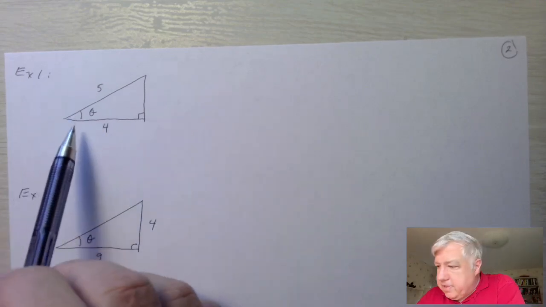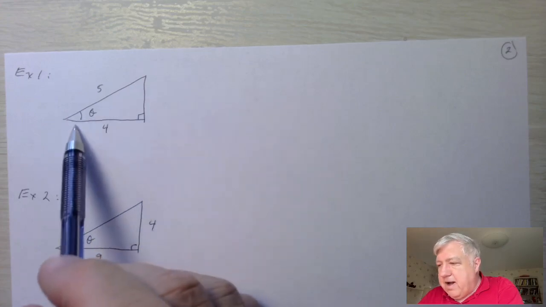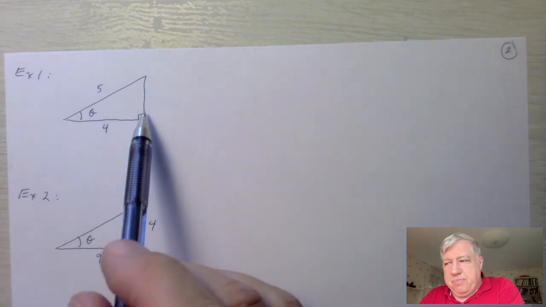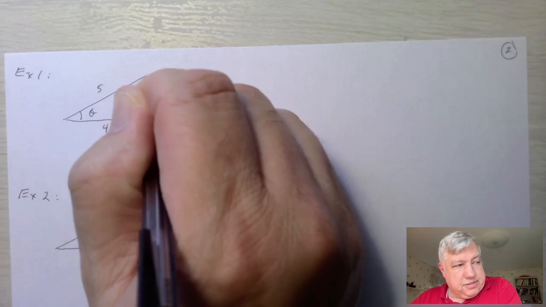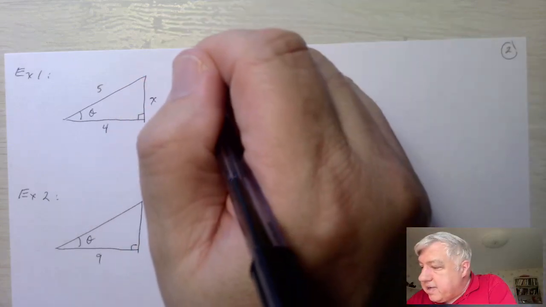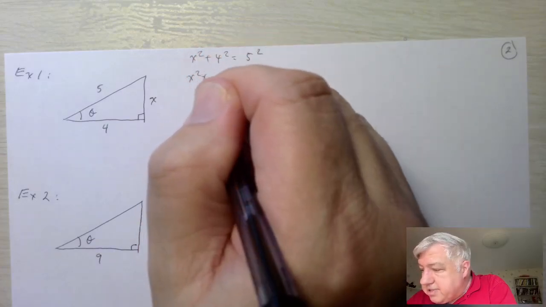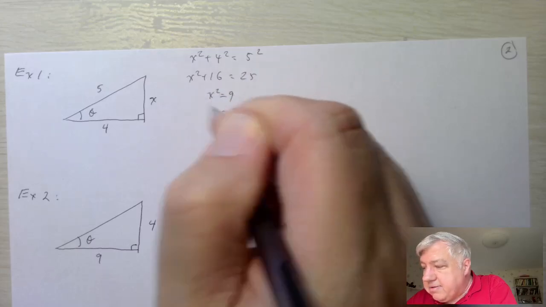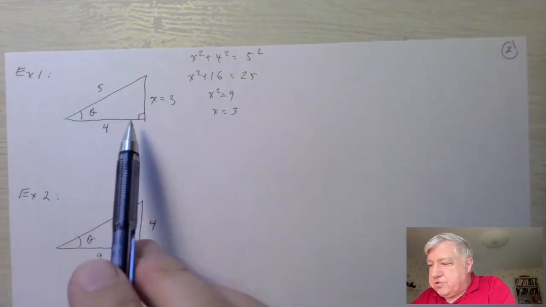In this case, here's a kind of well-known triangle. If the hypotenuse is 5 and this adjacent is 4, we can find out what this side is by the Pythagorean theorem. If we just real quickly call this x, we can see that x squared plus 4 squared has to be 5 squared, right? So x squared plus 16 is 25. So x squared is 9. So x is 3. Okay, so this is 3.